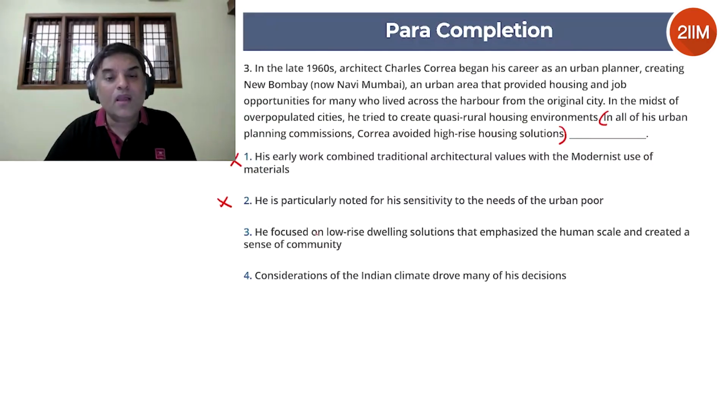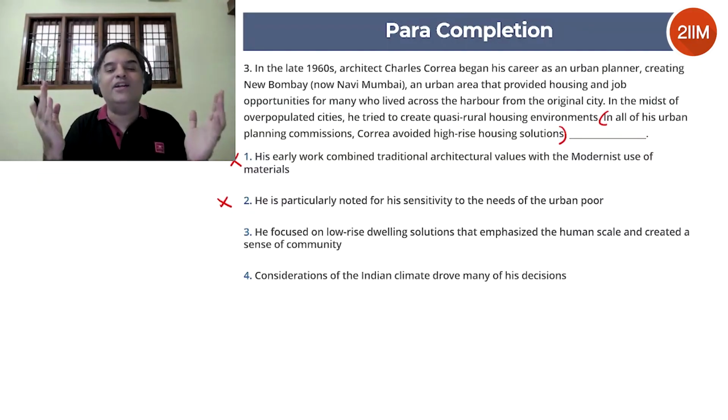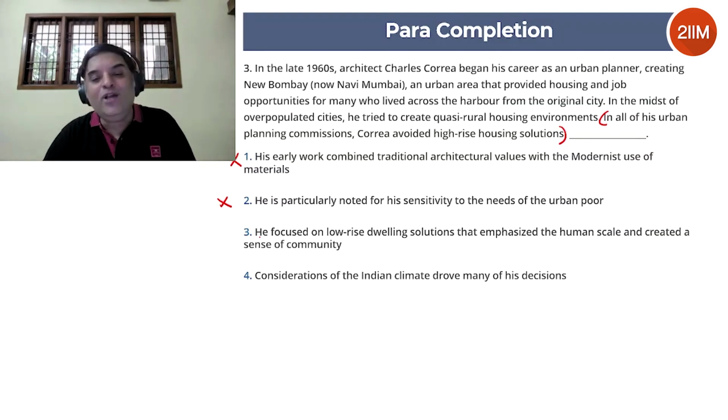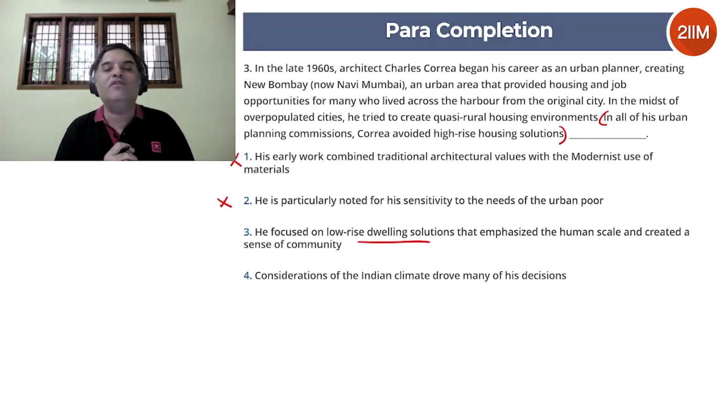Let's look at 3. He focused on low-rise dwelling solutions that emphasized the human scale and created a sense of community. Now you see the connect. You might have immediately gotten a trigger in your head that this is connected, because he avoided high-rising solutions. That's what the preceding sentence is saying. And then you say he focused on low-rise dwelling solutions. Why did he focus on that? To emphasize the human scale and create a sense of community. Beautiful fit. So we'll park it.